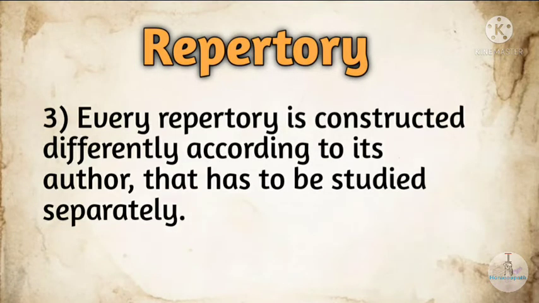Alright, then the third and last point is, every repertory is constructed differently according to its author. That is, every repertory has its own philosophical background, construction, advantages and limitations. But as we discussed earlier, if we have to use different repertories, then we must know how every repertory is constructed, what is given in each repertory by that particular philosopher. We first have to know what is given in each repertory before we use them.